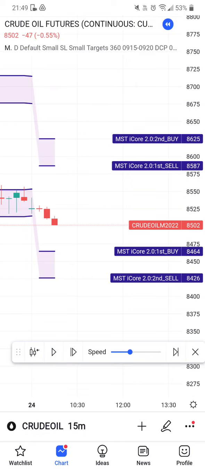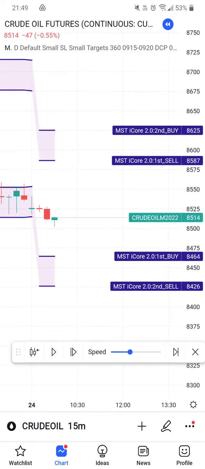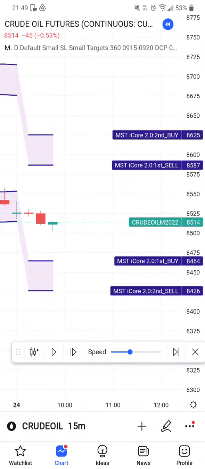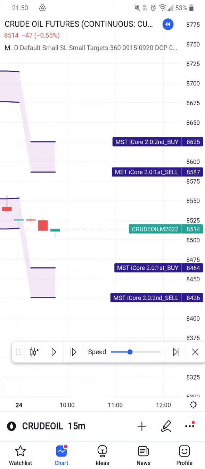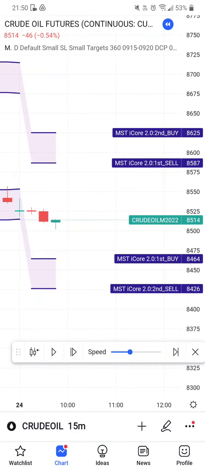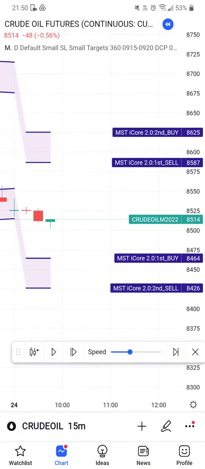Now we can trade. Once the day has started, immediately four lines will be formed: upper side two lines, bottom side two lines. On the bottom side, if the market comes to 8464 first, then we will be in a buy trade. If the market goes to 8587, we will be on the sell side. Per day only one trade. If buy is activated, there is no sell. If sell is activated, there is no buy, unless the sell hits.